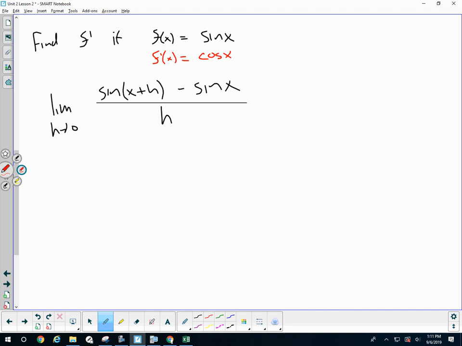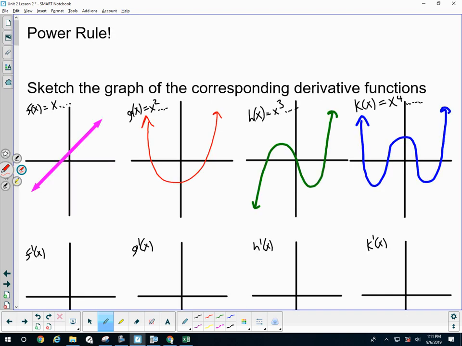Okay, great. Now the first rule we are going to focus on is a rule for polynomials. It's called the power rule. These are all different polynomials. This is an x to the first. This is like an x squared, an x cubed, an x to the fourth. Power rule is our rule for polynomial tangent slope generators.